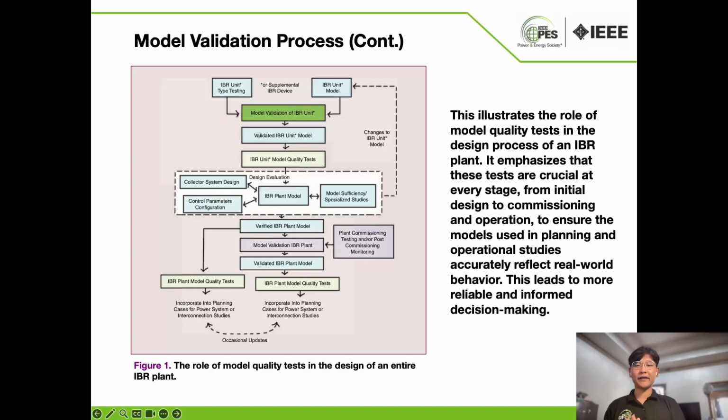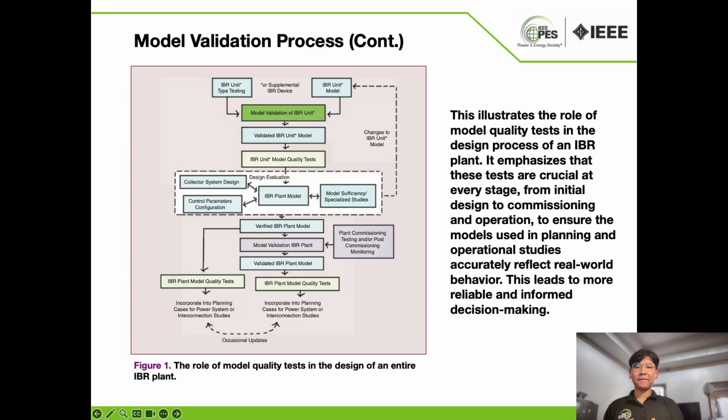Further, once this validated IBR unit model is obtained, it can be subjected to an entire suite of model quality tests that aim to ascertain the numerical robustness and precision of the model. The validated IBR unit model is subsequently used in the design evaluation phase of the entire plant. During this stage, if changes are made to the IBR unit model, it can trigger another round of the IBR validation test.